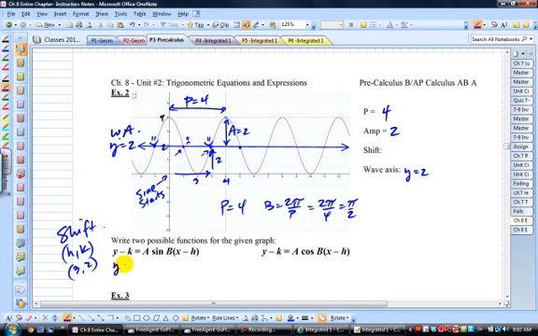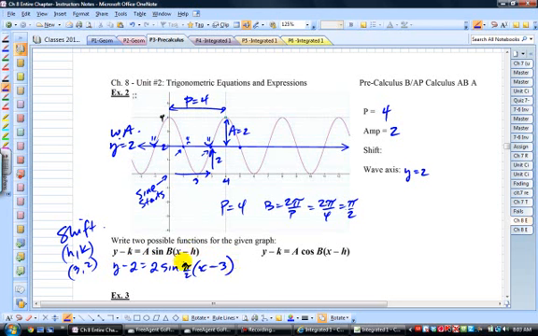So we have y minus 2 is equal to a, which is 2, times the sine of pi halves times quantity x minus h, which is 3. And that's how you write the function in terms of sine.